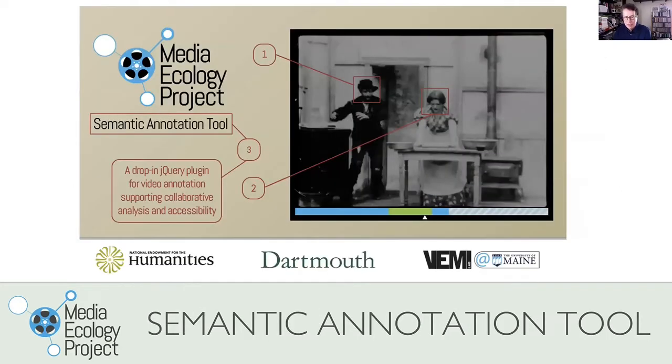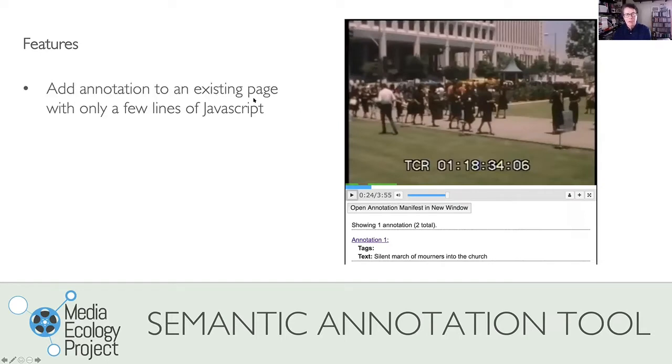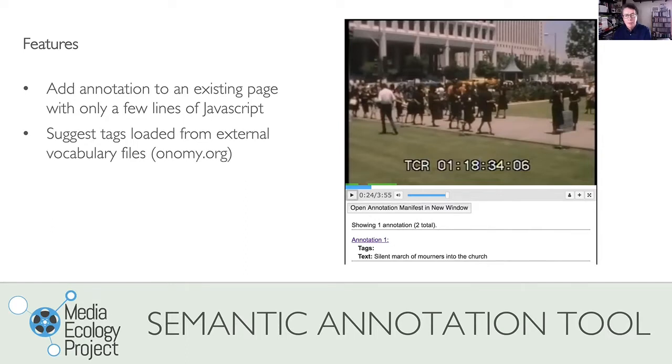Our semantic annotation tool was built in relationship to our experience with MediaThread and tries to do additional things, including the capacity for annotations of geometric or geographic parts of the frame, which John will talk about later, and was also built with our colleagues at the University of Maine, the VME lab. So the SAT, the Semantic Annotation Tool, can add annotation to an existing page. It's not very bulky in terms of the lines of JavaScript. You can bring in tags from the external vocabularies from Onomy.